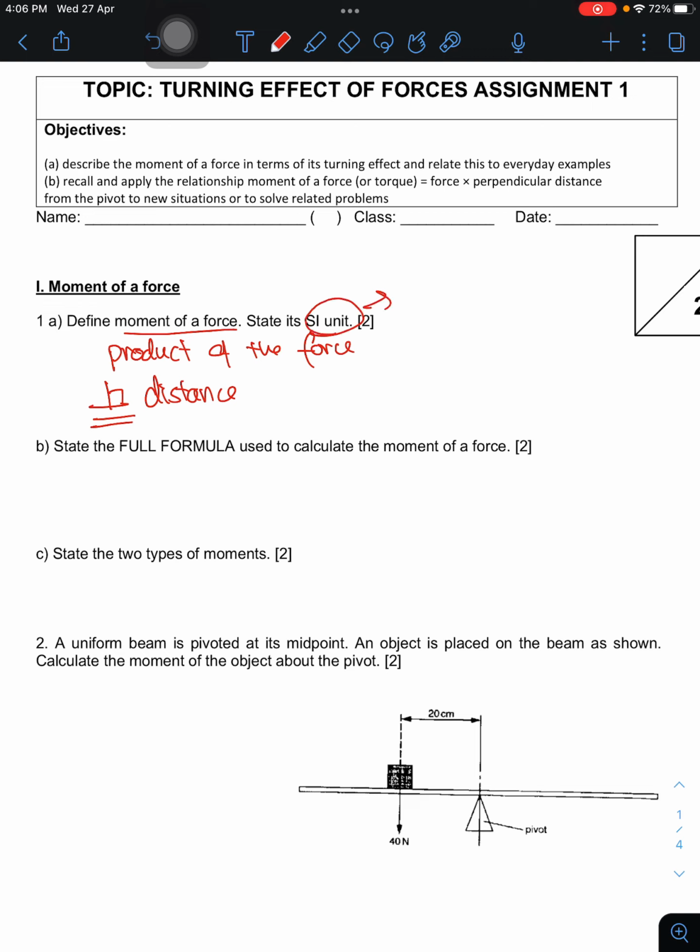State the SI unit. SI, right? Because it's a product, you multiply your force and your distance. So therefore, Newton is the force, distance is meter, Newton meter is the SI unit.